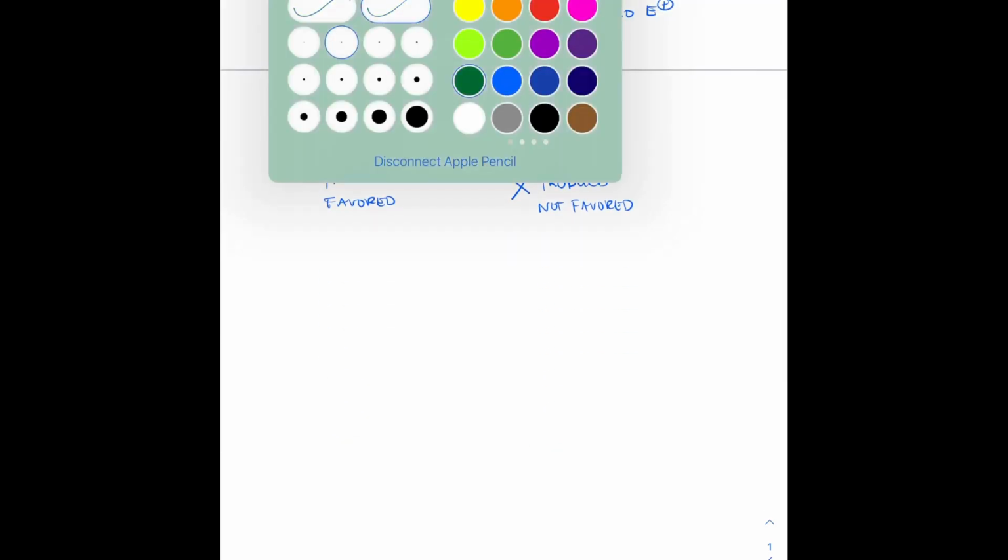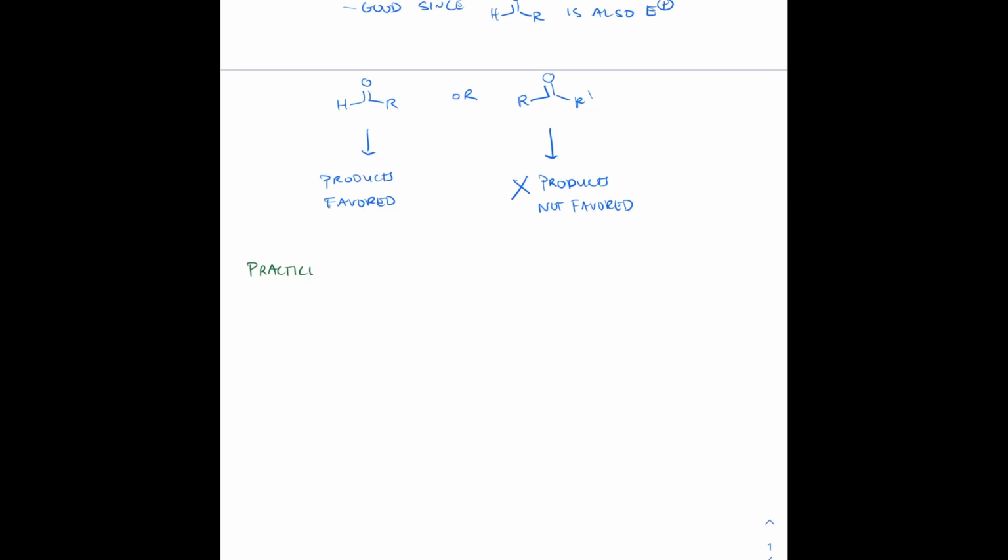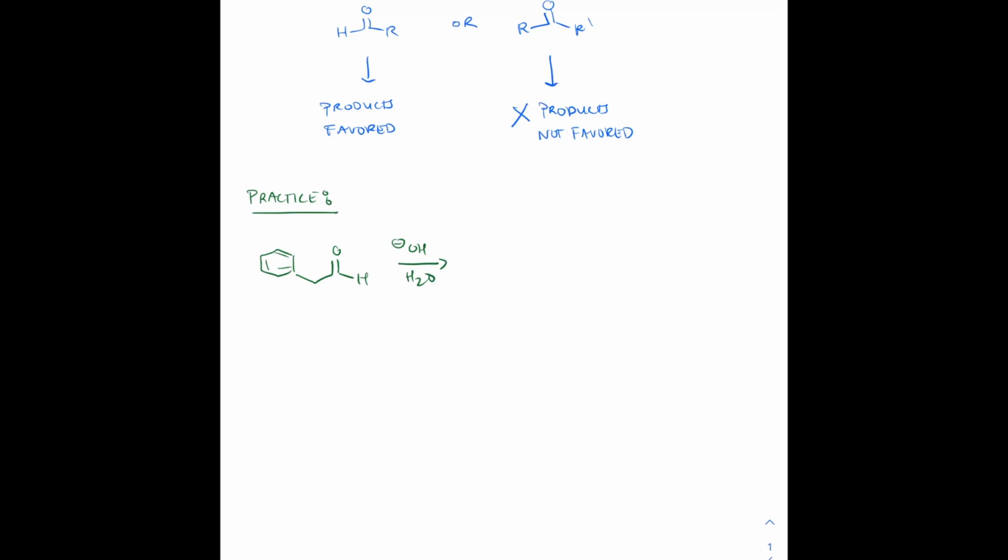An aldol reaction can occur with aldehydes, and other than aldehydes, it can occur with ketones as well. It's important to note also that the products are favored when you do aldol condensations with aldehydes, whereas they are not favored when you do them with ketones. And so we kind of have to get creative in driving those reactions forward.